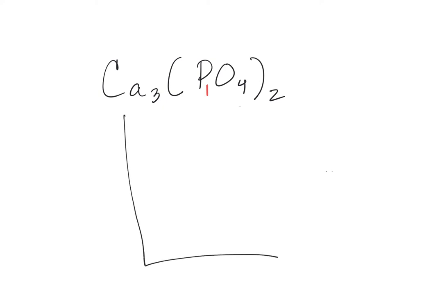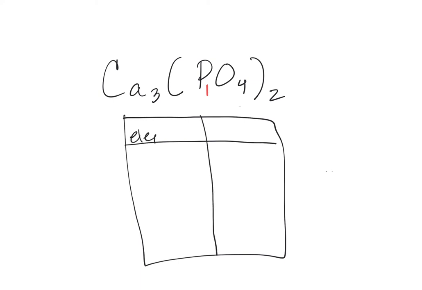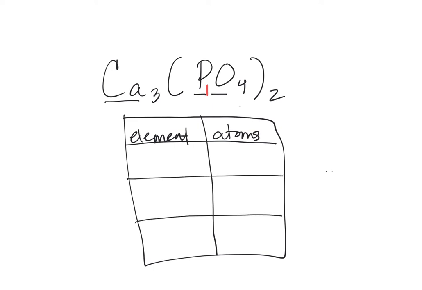I'm going to draw my big fat box here. I'm going to draw it big because I'm such a big writer. That's my elements. My atoms will be over here. I have only 3 different elements. So I'll go C, A, P, and then O. Notice my 2 outside here does not go to my calcium because calcium is not inside that parentheses. So calcium simply has 3 elements. So we are done with our calcium.